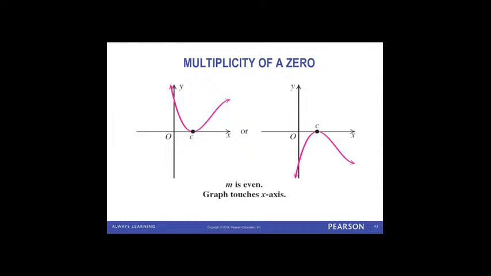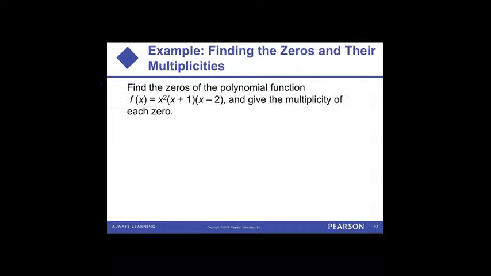Find the zeros of the polynomial function and give the multiplicity. So again, fortunately, this is already in factored form for us. Basically we set each factor to 0 and solve. So the zeros that we get are 0, negative 1, and 2, because it's already factored.